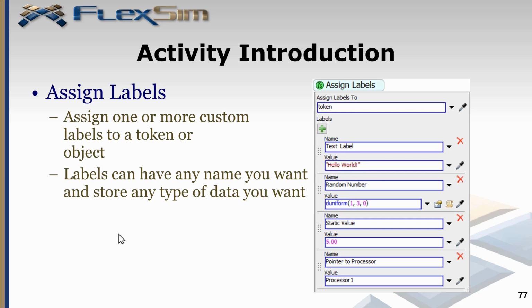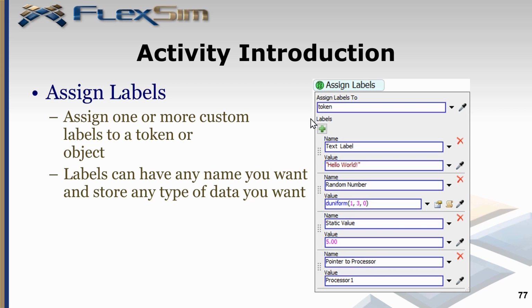Labels can be assigned to tokens or objects. Some labels are assigned automatically by activities, and some we can designate ourselves with the assign labels activity, like we're talking about here. It's used to assign one or more custom labels to a token or an object. The labels can be given any name you want and store any type of data you want. This is what the assign labels activity looks like. It has this little green circle icon with 0110 in it, and it will say assign labels until you rename it.